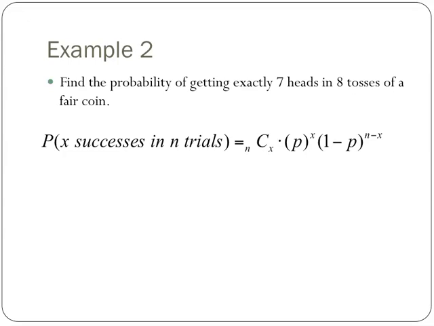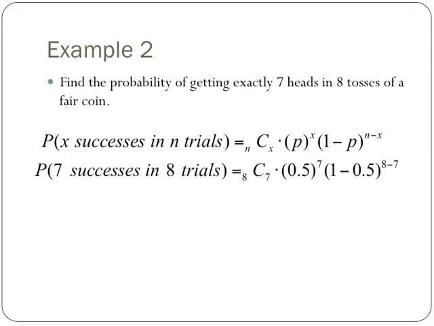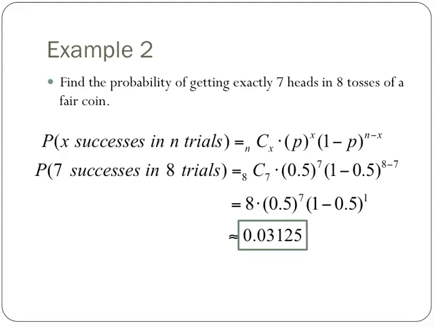Now we know what the probability of getting heads is if it's a fair coin. It's a 50-50 chance. So this would be 8 choose 7 times 0.5 to the 7th times 1 minus 0.5 to the 8 minus 7. So this ends up being about 0.03125. So this comes up to about a 3.1% chance of getting exactly 7 heads in 8 tosses.